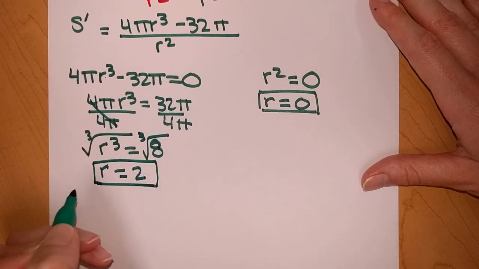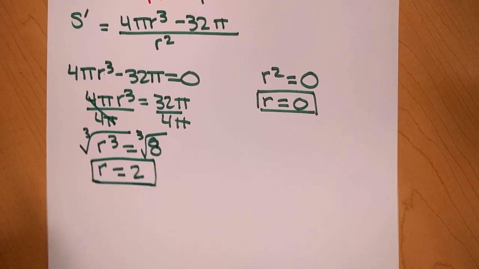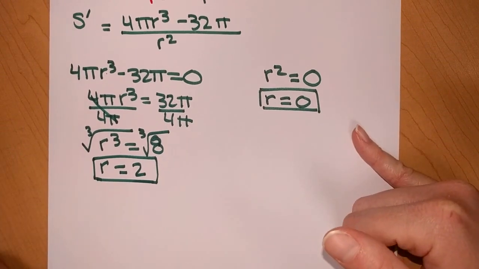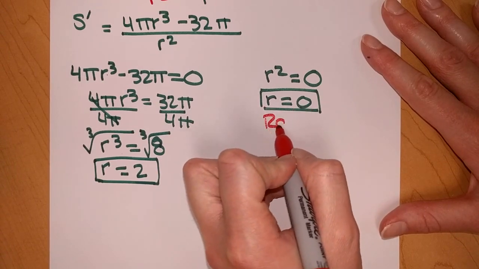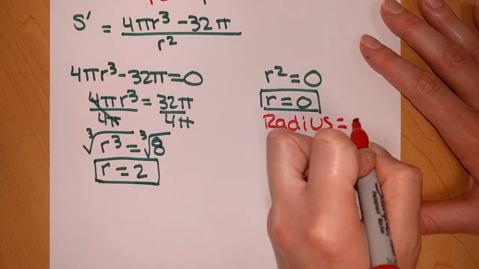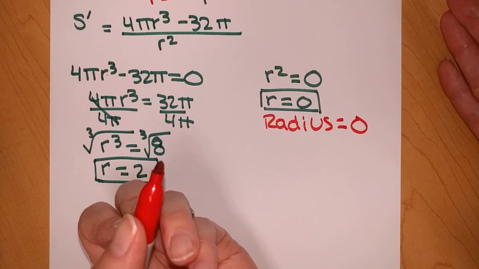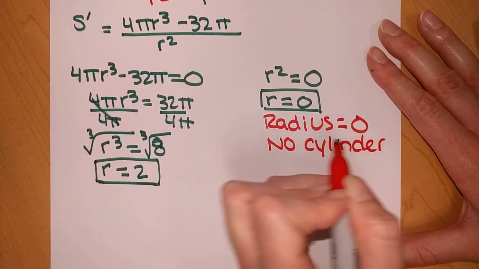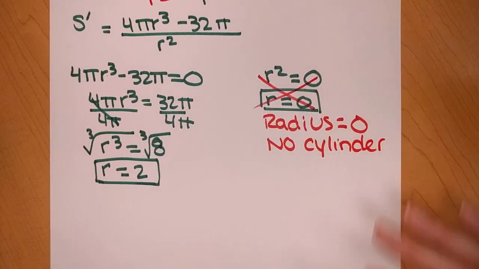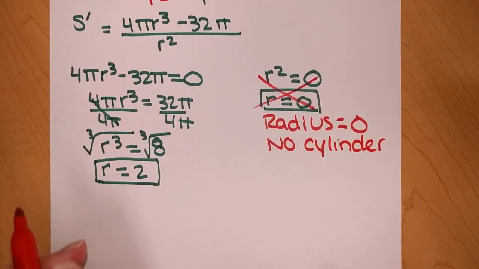Now, you can sit there and say, I have two critical numbers, r is equal to 2, r is equal to 0. But if you think about this, if your radius is equal to 0, you're not going to have a cylinder. So radius equal to 0 means there's no cylinder around. And so this r is equal to 0 is a completely bogus answer, and that's telling us that r is equal to 2 is going to be the place of the minimization of our surface area.